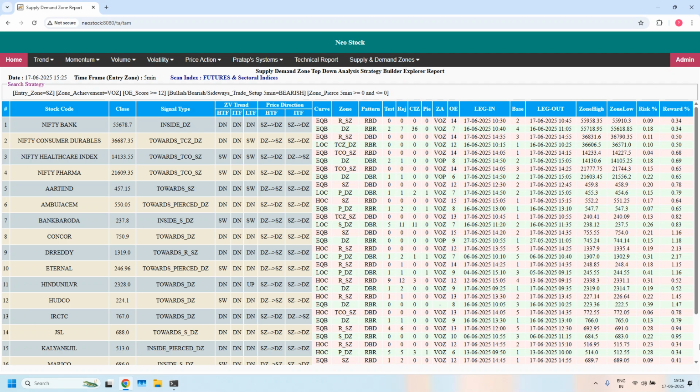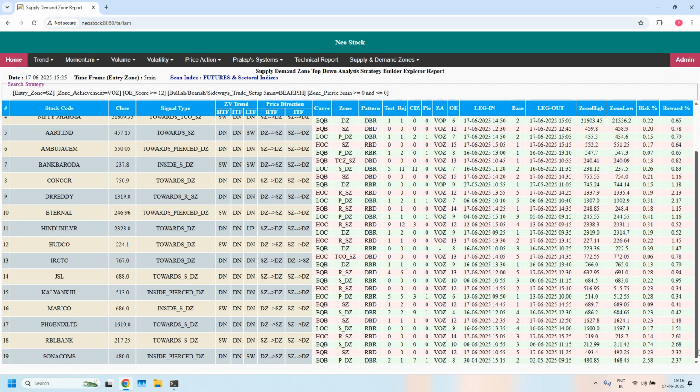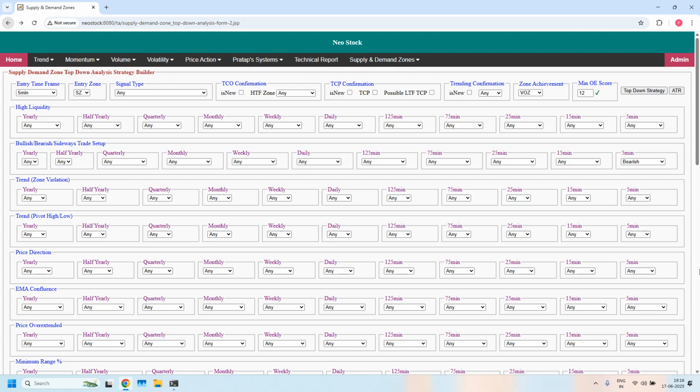So first 15 stocks in the list. Scrolling the list down. Total 19 stocks are filtered. Out of these 19, let us check if any high probability trade setup zones are available. First filter is 5 minutes and 15 minutes supply zone confluence. This is bearish trade setup, entry time frame 5 minutes supply zone. So we should look for 5 minutes with 15 minutes supply zone confluence.